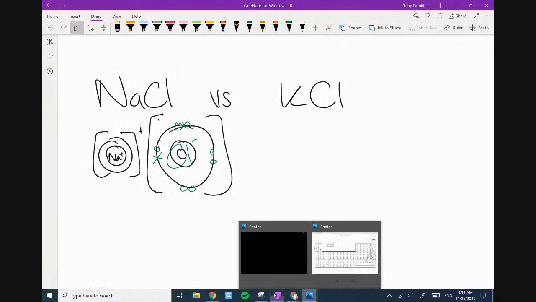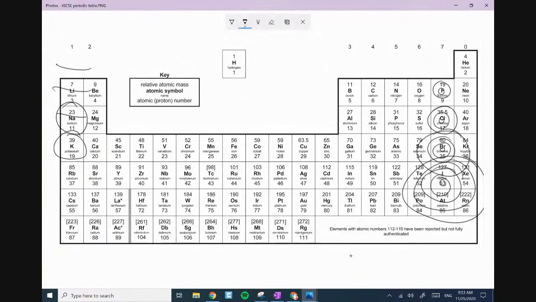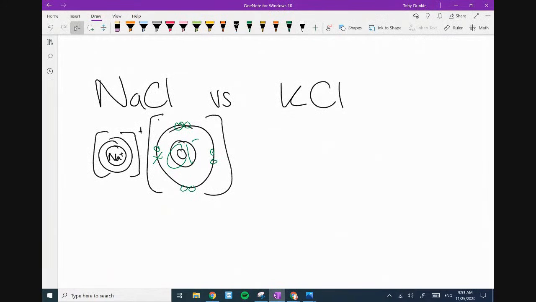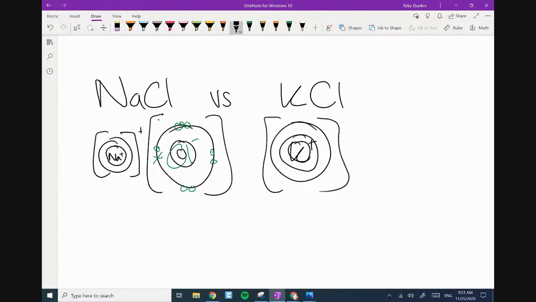Let's look at now potassium. Where's potassium? Potassium's bigger. Started with 4, now only got 3. But it's larger. So there's the potassium ion. And then the chloride ion is exactly the same.